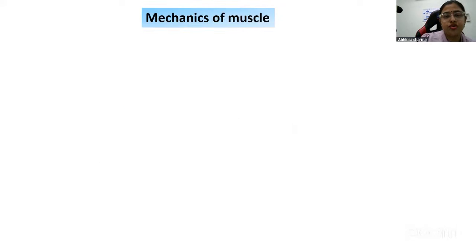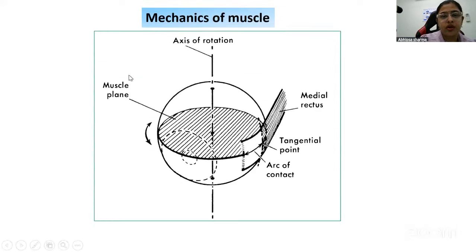Coming to how the muscle is located with respect to the eye, what are the definitions pertaining to the muscle? First, we need to know about the tangential point. What is the tangential point? This is the point at which the center of the muscle or the tendon of the muscle first touches the sclera. So that is the tangential point.